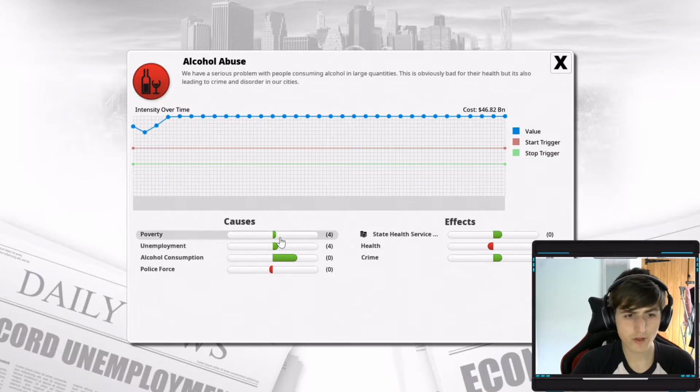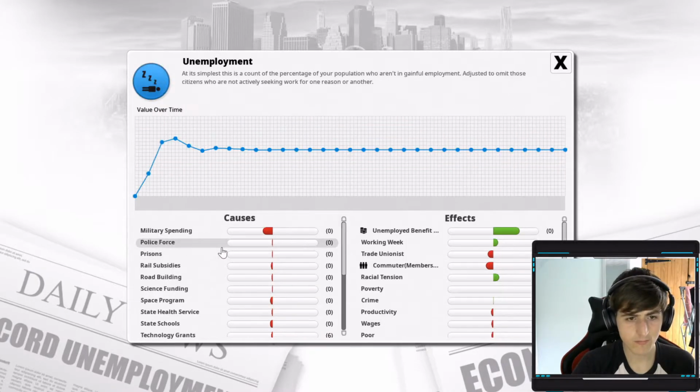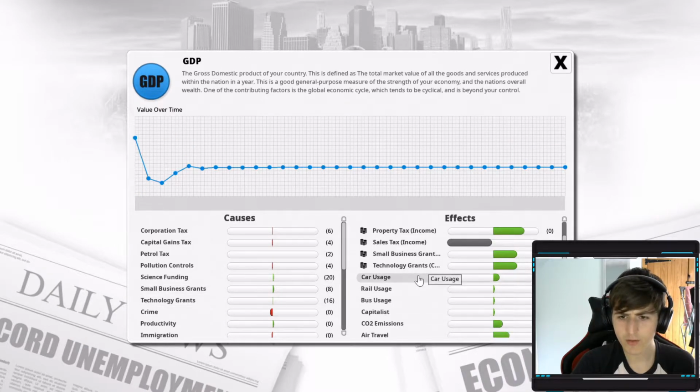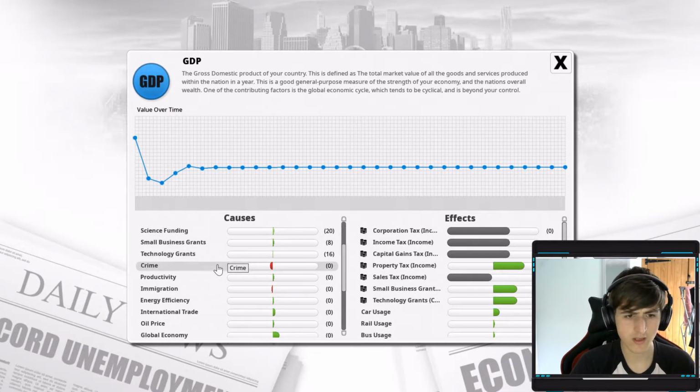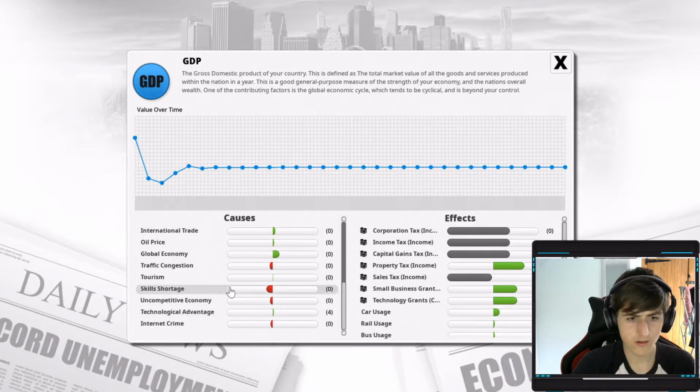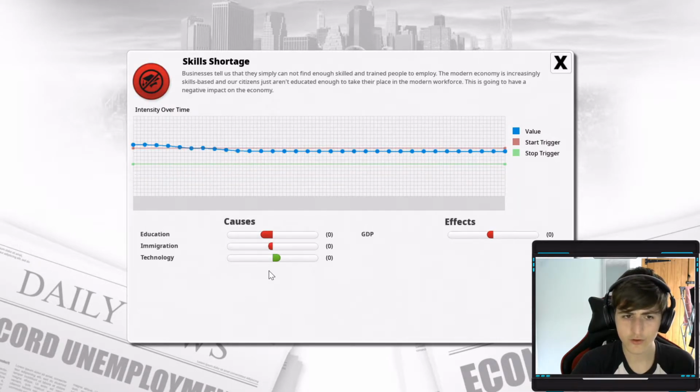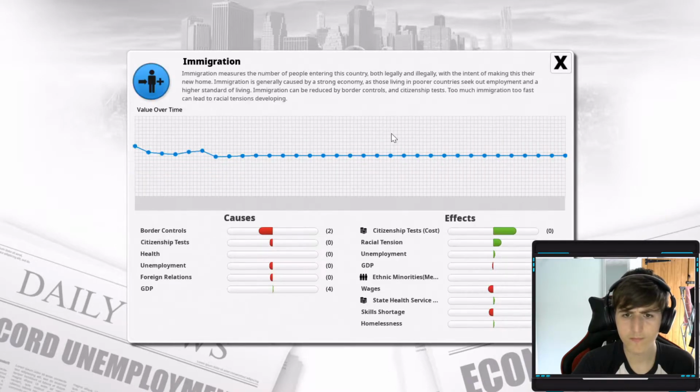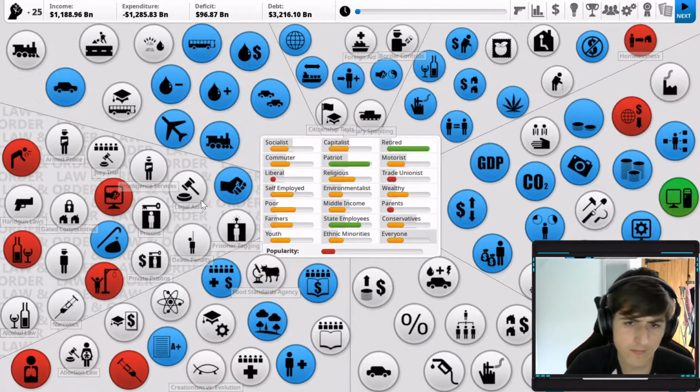Poverty and unemployment also cause the alcohol abuse. And the low GDP at the moment is a big problem, so we could potentially help with getting that up a little bit. And there is a bit of a skills shortage as well. There are a lot of problems in the US.